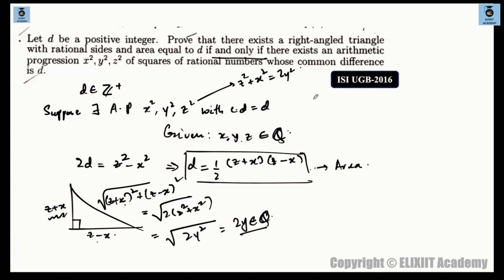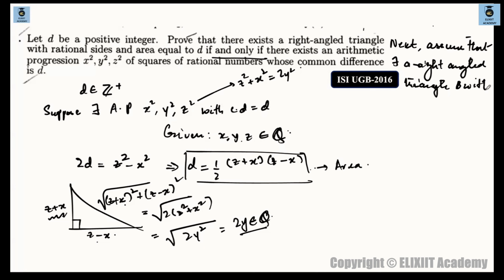So the next part is basically, so given an AP, क्या बोलोगे? अच्छा नहीं, ये लैंग्वेज नहीं, not given an AP. Assume that, next, assume that there exists a right angle triangle, ठीक है, right angle triangle with all rational sides.